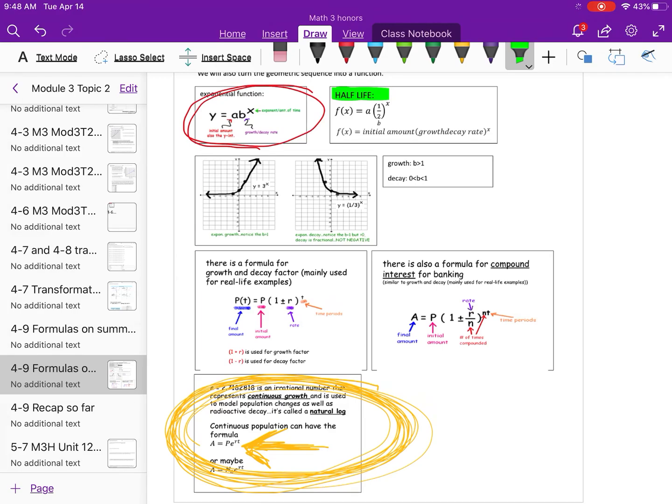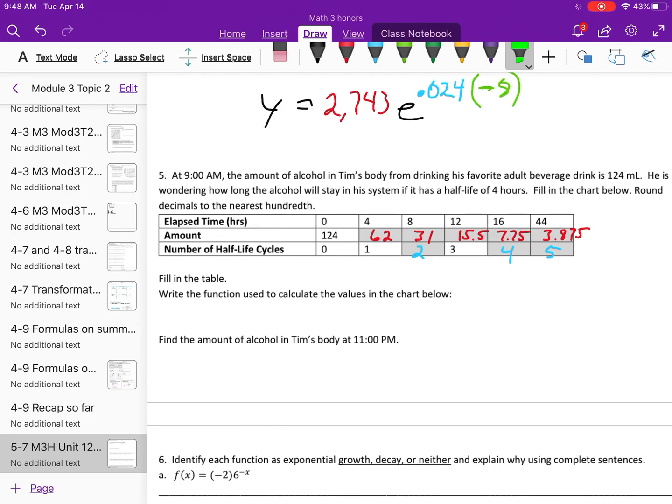So now that's where it gets a little confusing because it's actually not the number of hours, it's the number of half-lives, the number of times it's going to be cut in half. So you kind of got to play with that a little bit depending on what the question's asking. So if I go ahead and do that, write the function. So this function is going to be y equals our a value, which I will go ahead and do in green, is 124. And we are going to multiply that by 1/2. And then we need our half-life, so we are just going to put x, because we just need the function.